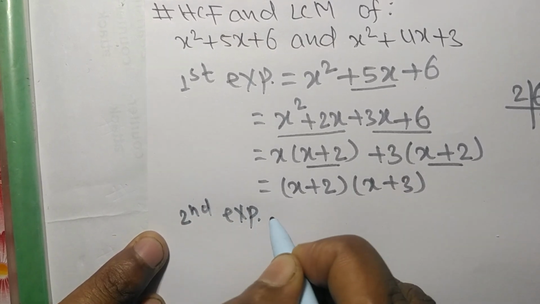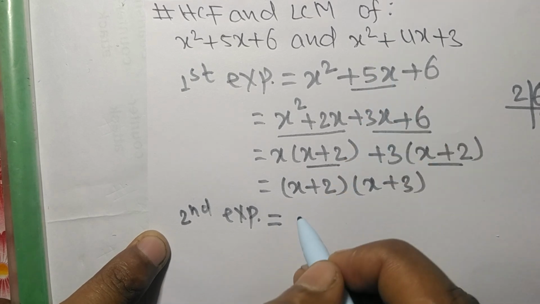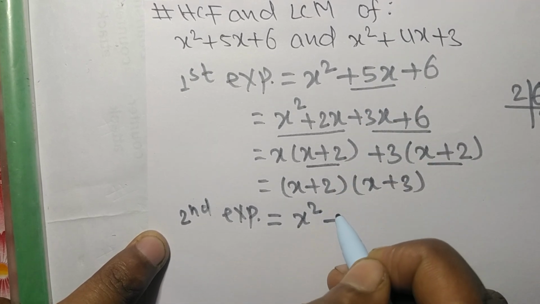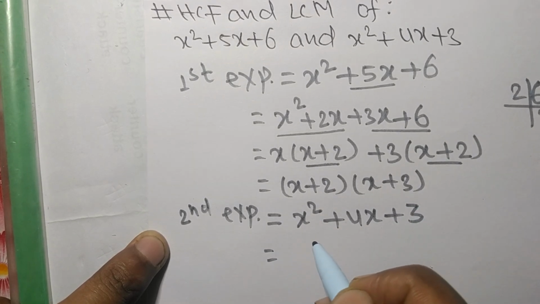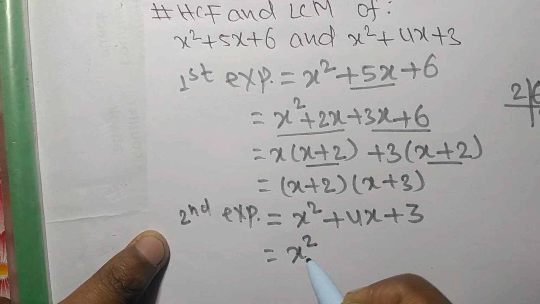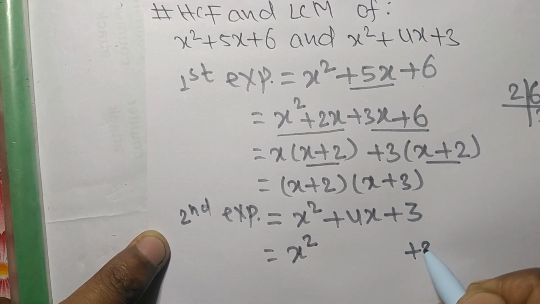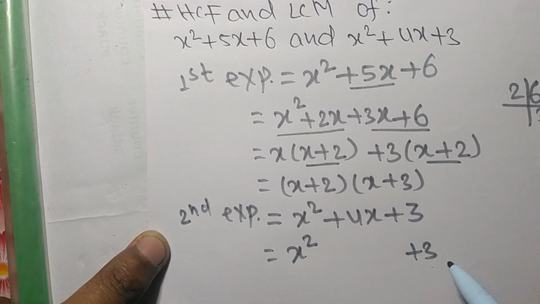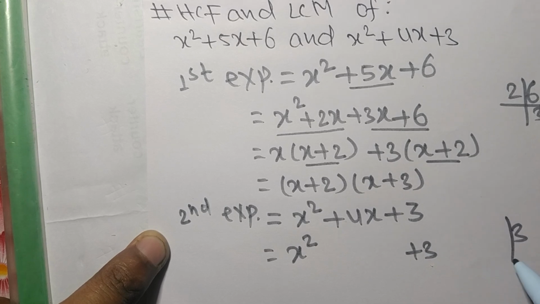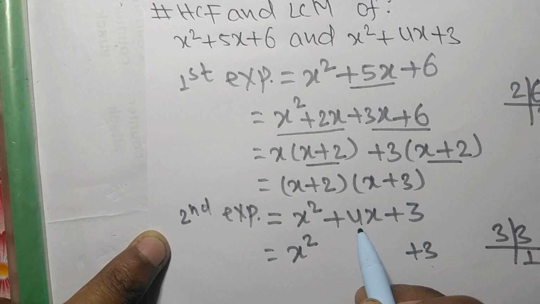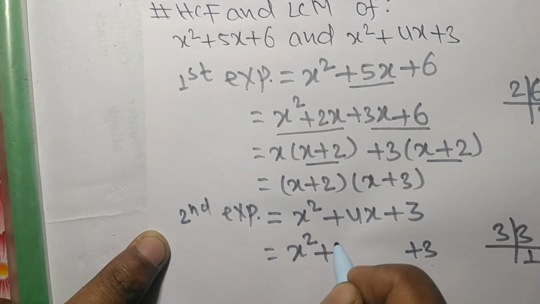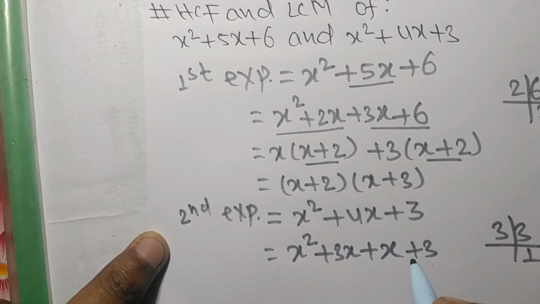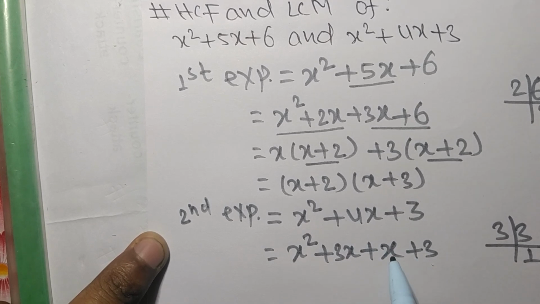The second expression is x square plus 4x plus 3. So the first term x square and the last term plus 3. When we take factors of 3, then 3 times 1 is 3, and we have here 4, so 3 plus 1 is 4. So it is equal to plus 3x plus x, and plus 3x plus x means 4x.